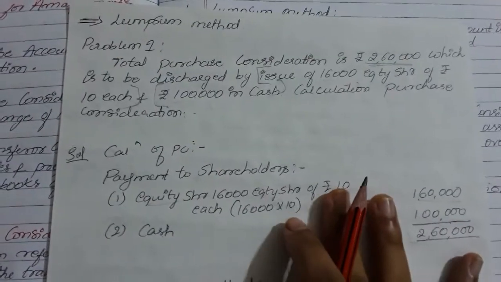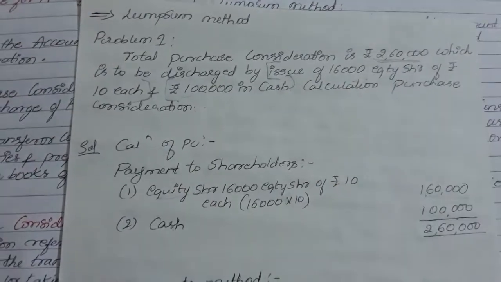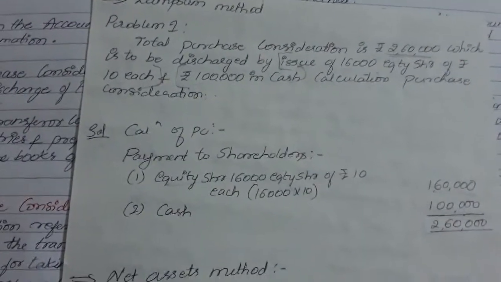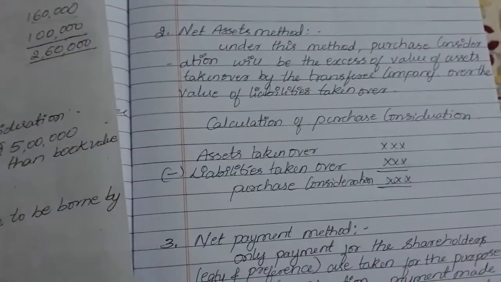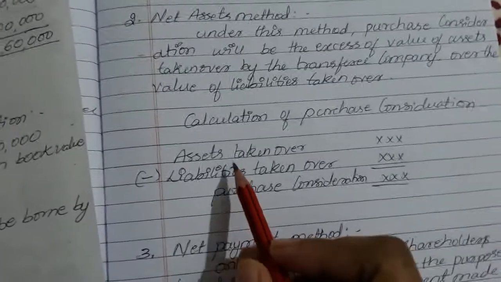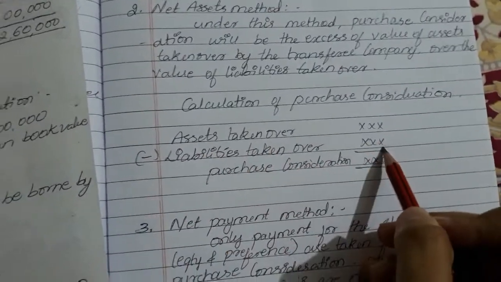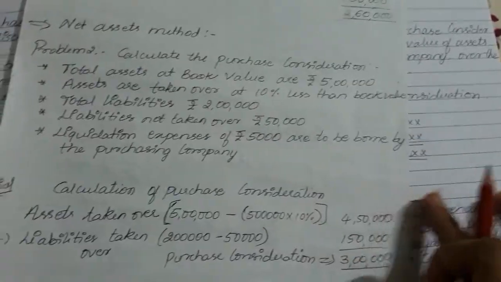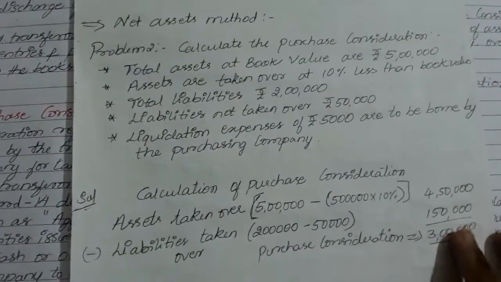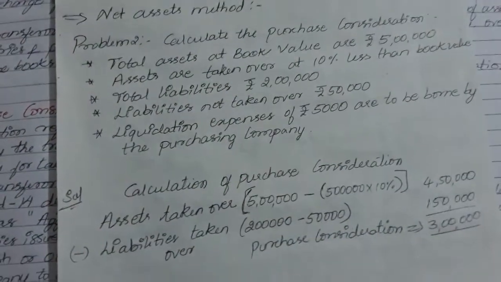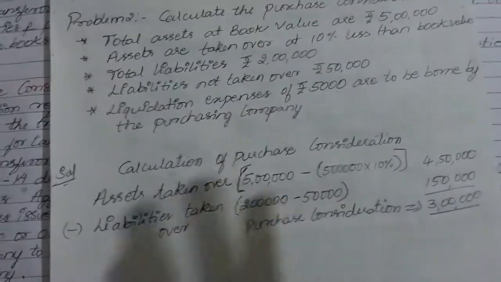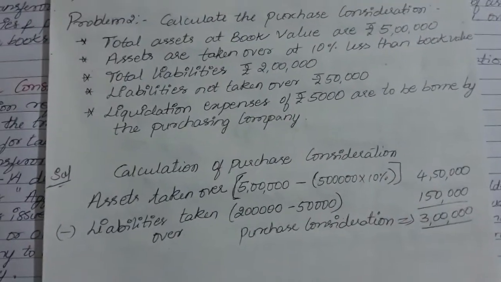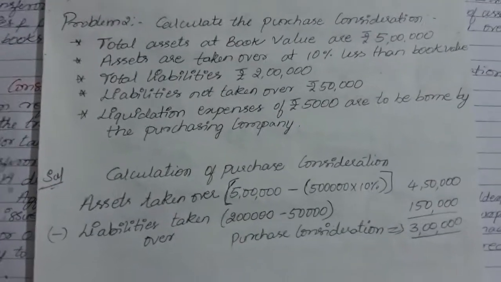I hope you have understood this lump sum method. They have already given the purchase consideration, so we call that the lump sum method or lump sum consideration. Next, coming to the net asset method. The formula for the net asset method is assets taken over minus liabilities taken over. While doing the sum, you will understand this. I will also tell you how to distinguish between the net asset method and the net payment method. By the time you complete this problem, you will be able to understand how to distinguish between these two, or I will tell you at the end.